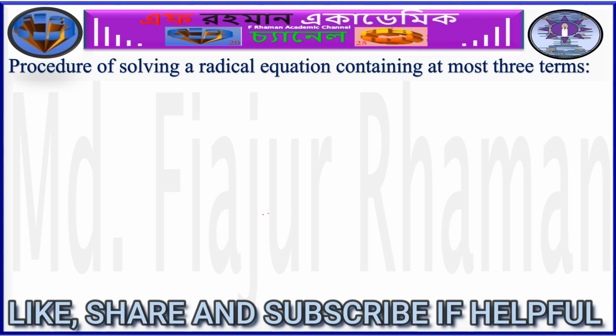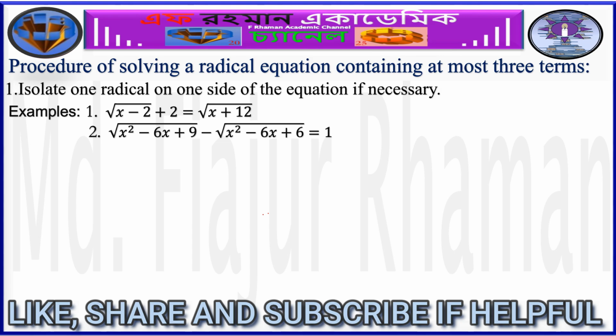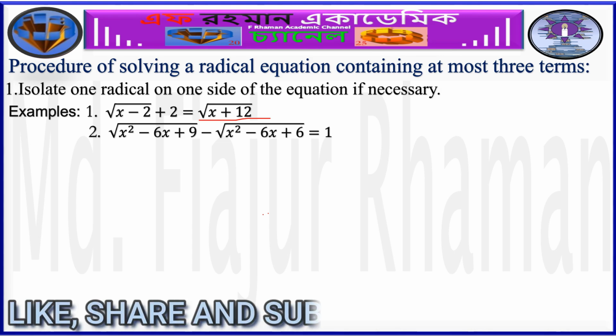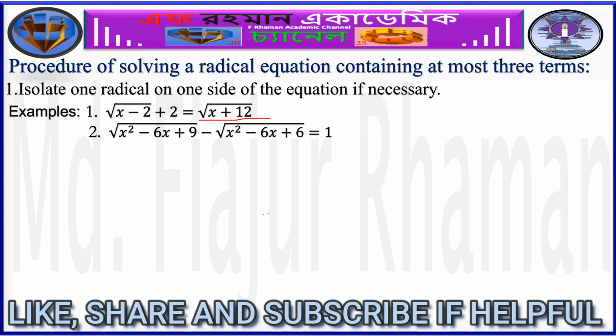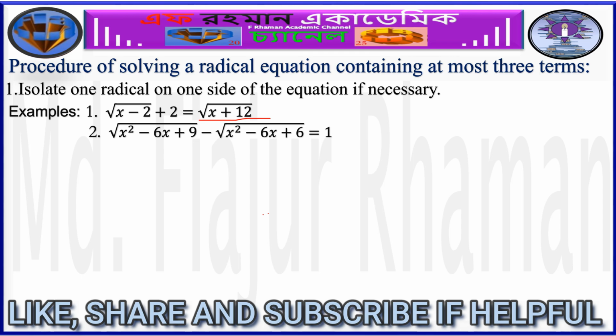Procedure of solving a radical equation containing at most 3 terms. Step 1. Isolate one radical on one side of the equation if necessary. In order to make it clear, let us consider 2 examples. Radical on the right side of the first equation is already isolated. That's why it is not necessary to apply step 1 in this case. But in the second equation, one radical is to be isolated on any side of the equation.